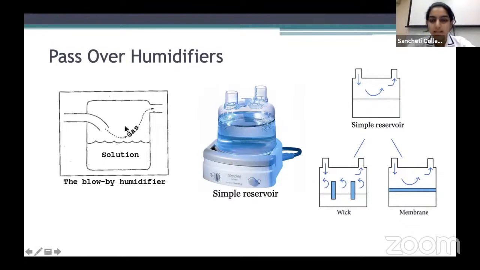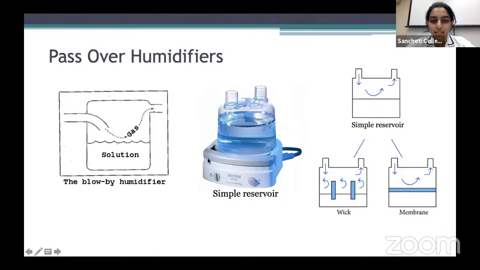Now, it's a simple thing that if it has to pass over the surface of water, that means water has to be converted into its gaseous form, or into vapor. Generally, we can do it with the use of heat. So, very commonly, pass-over humidifiers are heated types of humidifiers.